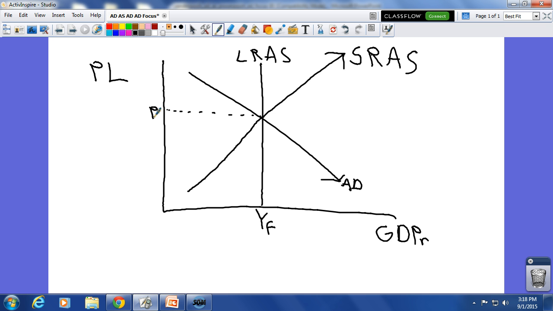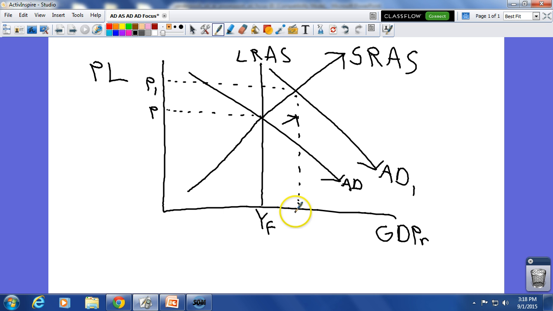Now, there's an increase in government spending. That increase in government spending is going to increase aggregate demand. Thus, it is going to shift it to the right. So let's go ahead and draw our little arrow here. And we have our new aggregate demand curve, which we will call AD1. Now, where AD1 hits our short run aggregate supply, we're going to have our new equilibrium price level, which we'll call P1. And we have our new equilibrium output, which we will just call Y.